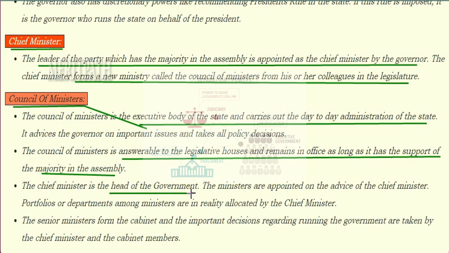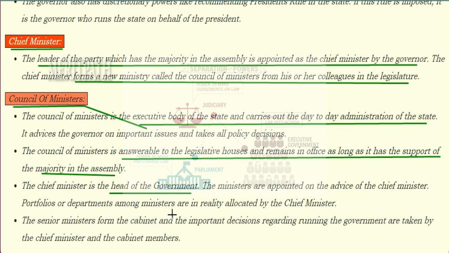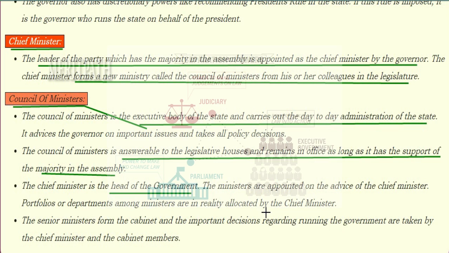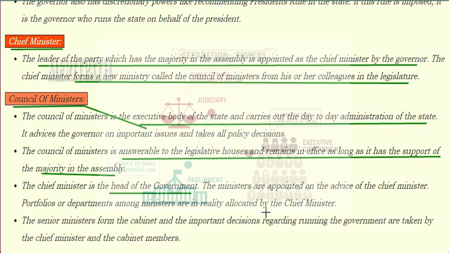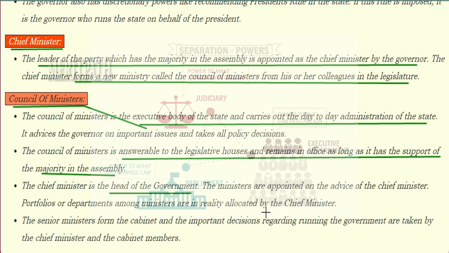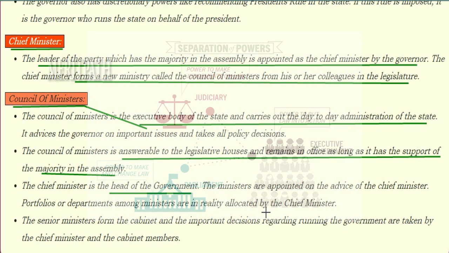The chief minister is definitely the head of the state government, and these council of ministers are appointed on the advice of the chief minister only. So the portfolios or departments among the ministers are allocated by the chief minister. So the chief minister only allocates who will be the IT minister, who will be the home minister, who will be the railways minister, all that. So in this council of ministers, the portfolio will be allotted by the chief minister only.